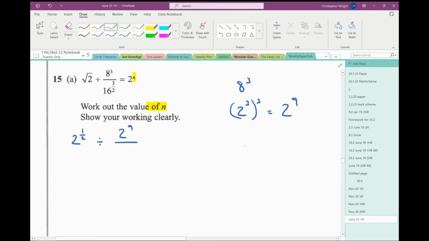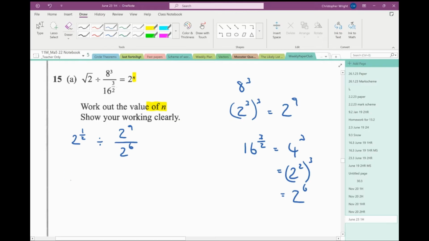Now 16 to the power of 3 over 2. Well, that's the square root of 16, cubed. So that is 4 cubed. And 4 is 2 squared. So it's 2 squared times 2 squared times 2 squared, which is 2 to the power of 6.